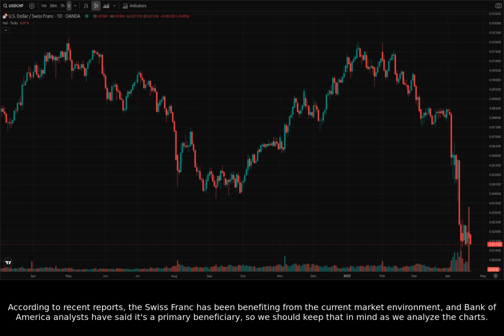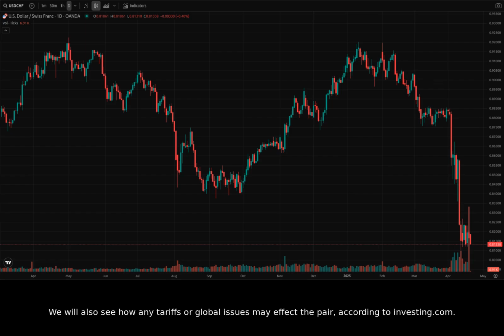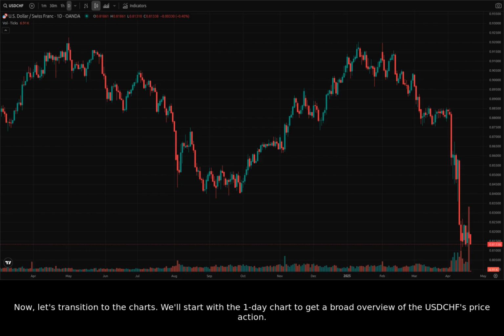According to recent reports, the Swiss franc has been benefiting from the current market environment, and Bank of America analysts have said it's a primary beneficiary, so we should keep that in mind as we analyze the charts. We will also see how any tariffs or global issues may affect the pair, according to investing.com. Now, let's transition to the charts.